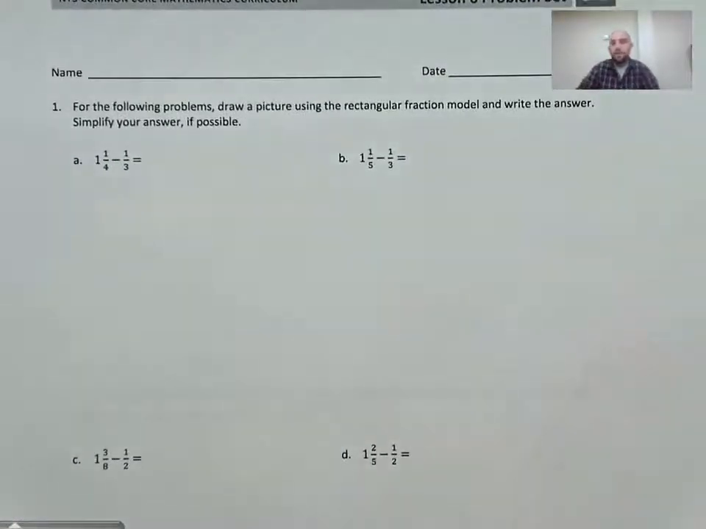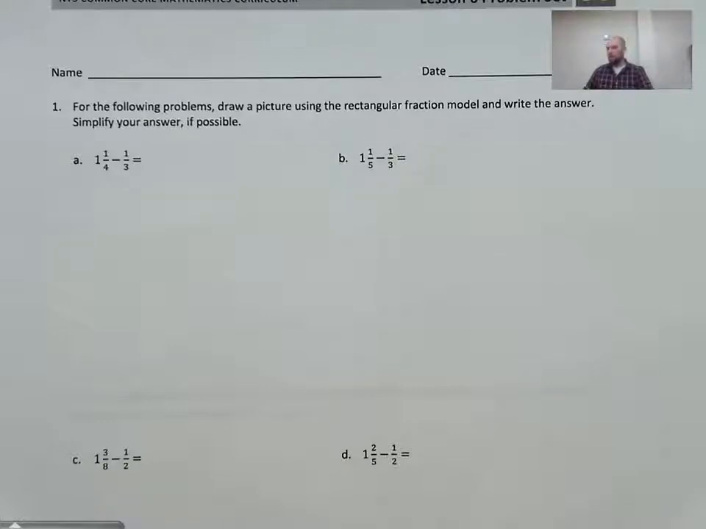For the following problems, draw a picture using the rectangular fraction model. We're going to keep using that rectangular fraction model and drawing those rectangles. And write the answer. Simplify your answer if possible. So again, we're gonna work a little bit more on simplifying. We want to make these fractions into a mixed number if possible. So if we have a number where our numerator is greater than our denominator, we're going to change that into a mixed number. We'll have a whole number and then we'll have a fraction along with that whole number.